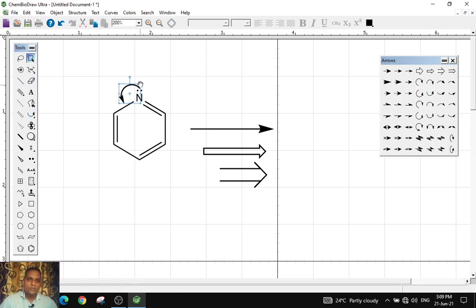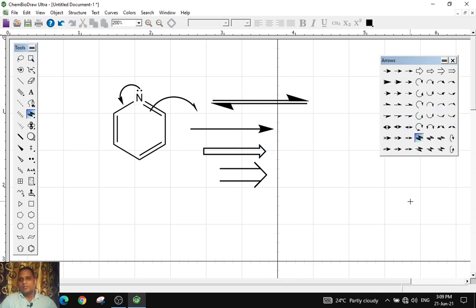You can also increase or decrease it by dragging from the other side. You can see the arrow increases and can be decreased. So until where you want, you can use this kind of arrows. Not only this one, you can also use the other arrows where you can show the free radical type of mechanism also. Some other arrows are also present.